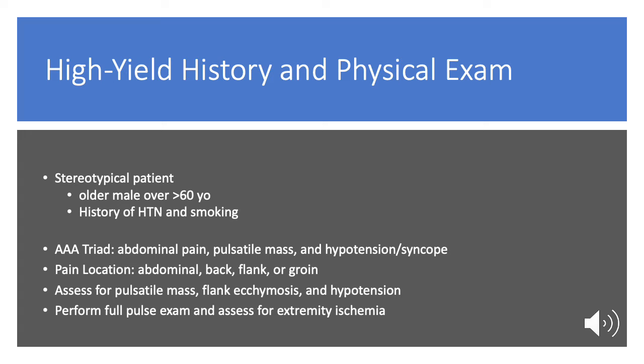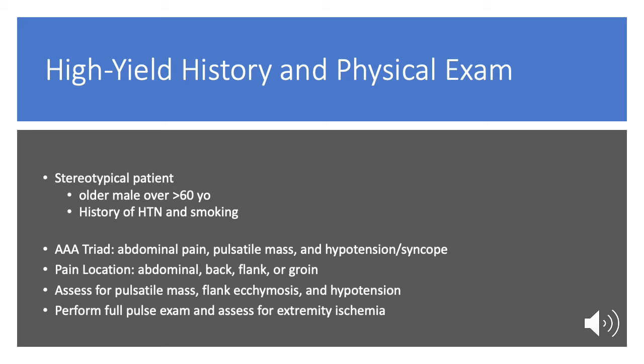For tests, the stereotypical patient will most likely be an older male over the age of 60 with a history of hypertension and smoking. But in real life, it's important to maintain a high clinical suspicion in all patients who have abdominal pain, back pain, flank pain, or groin pain.